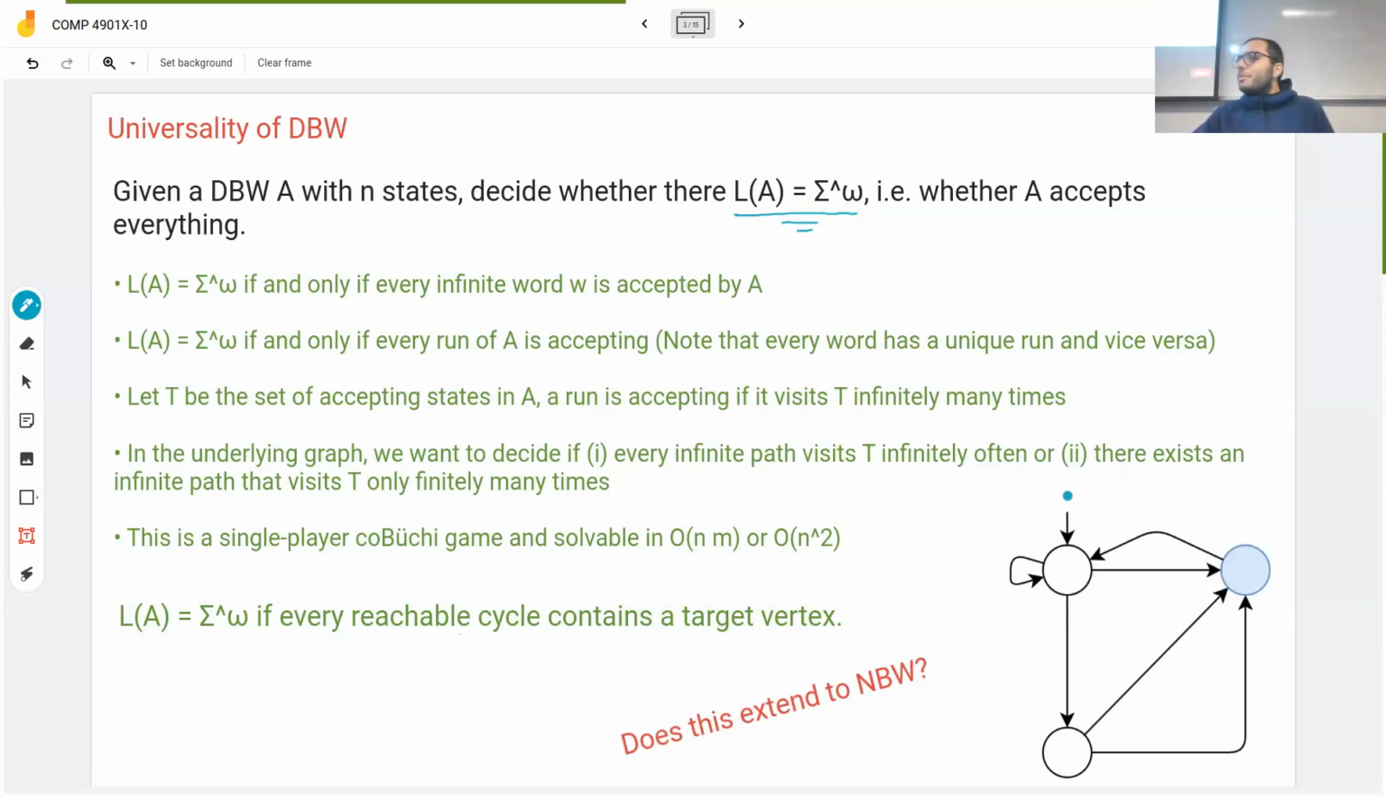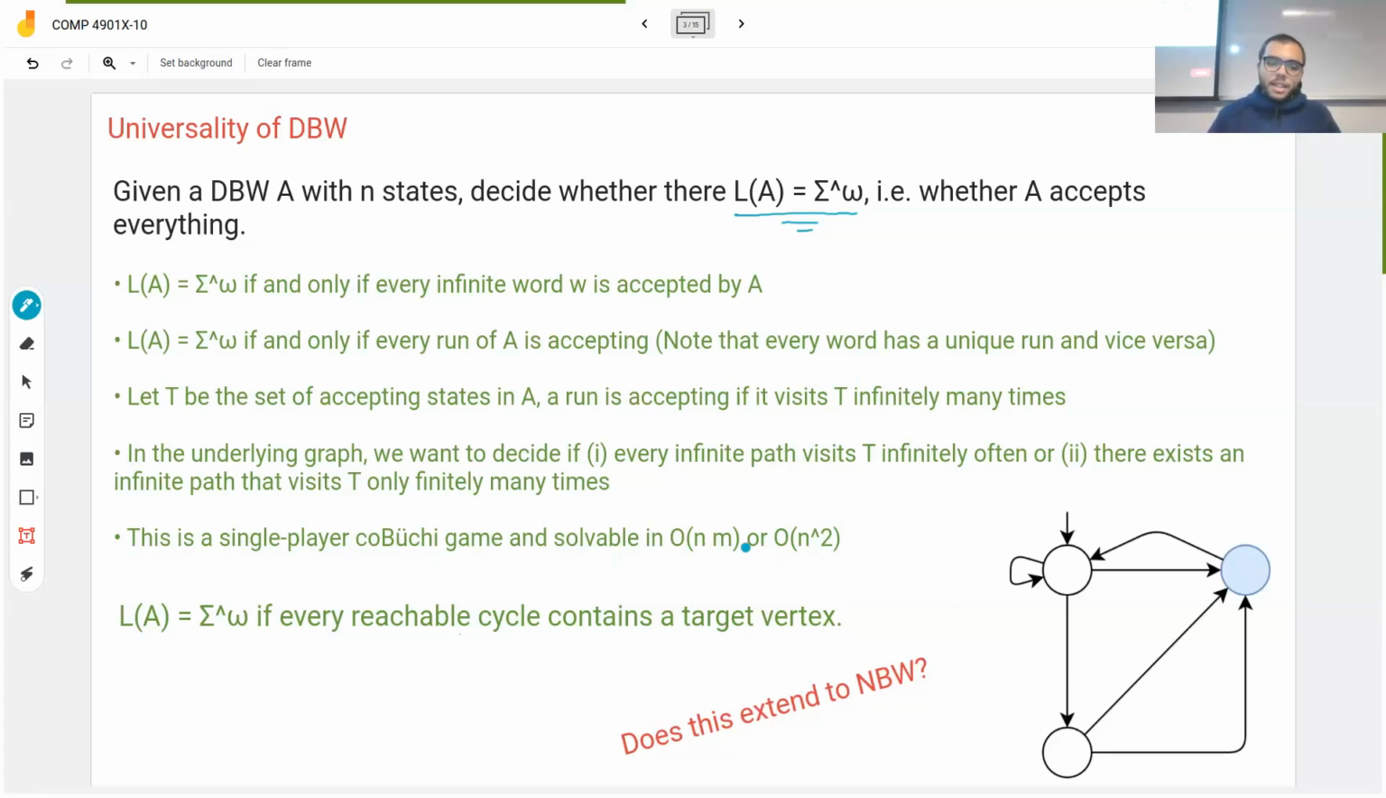But now this is a Büchi game. So let's just take this graph of my automaton again, and let's say that it's a single player Büchi game. So it's a Büchi game, but all the vertices belong to player one. And player one wants to make sure that we visit the target vertices only finitely many times. Okay? So again, a single player Büchi game is solvable in order n squared or nm time. We've seen this before. So universality of deterministic Büchi automata is actually decidable, and it's decidable in polynomial time. So we could solve this in polynomial time.